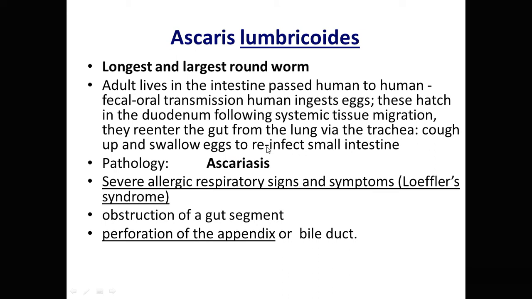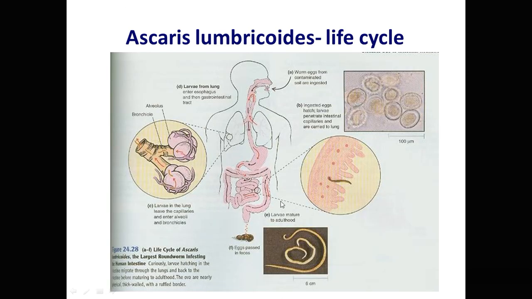Okay, and the adult worms develop, and it can lead to severe allergic respiratory signs and symptoms due to damage caused to the lungs, due to high numbers of eosinophils and inflammation. It can lead to obstruction of the gut segment, and perforation of the appendix or bile duct as well. This is the life cycle.